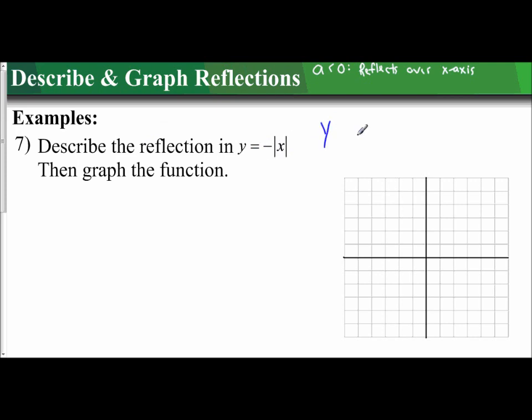So let's do the general form for transformations of an absolute value: a times the absolute value of x minus h, plus k. Remember, h is your horizontal translation, and k is your vertical translation. We're just focusing on reflections in this example. So if I look here, I have a times the absolute value of x. So I have negative absolute value of x. That tells me my a is -1. So that means my graph reflects over the x-axis.